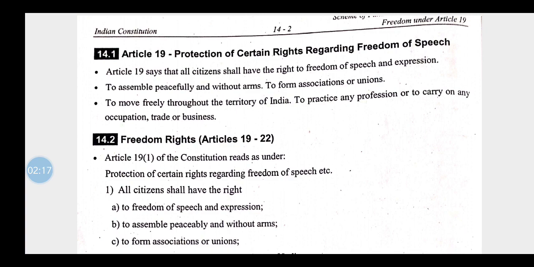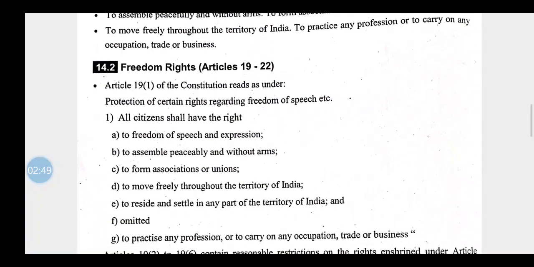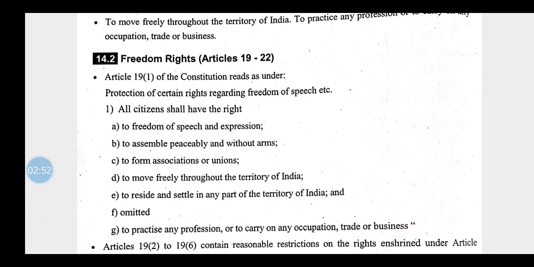paragraph, right? So here you can see Article 19 says that all citizens shall have the right to freedom of speech and expression. Then the second one, to assemble peacefully and without arms, and to form associations or unions. Then to move freely throughout the territory of India, to practice any profession or to carry on any occupation, trade or business. Right. So here you can see freedom rights in Article 19 to 22.